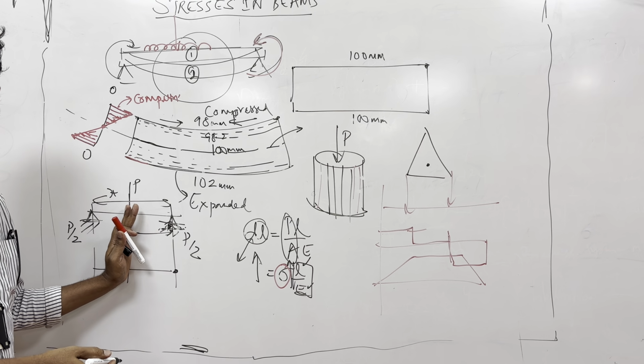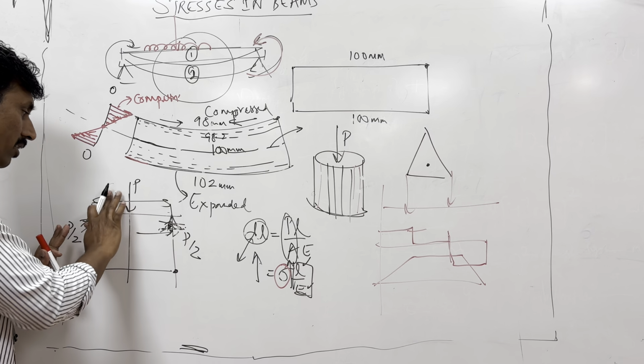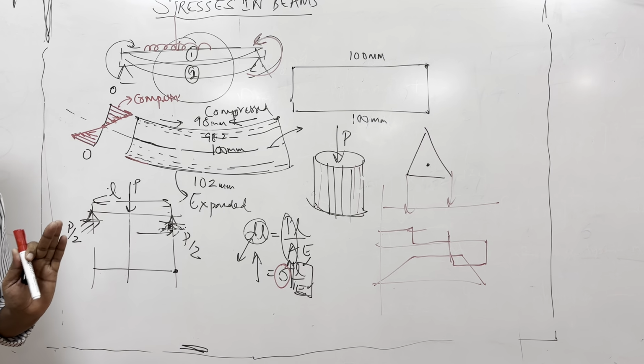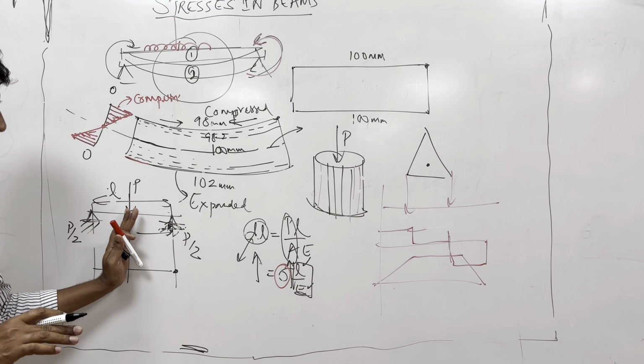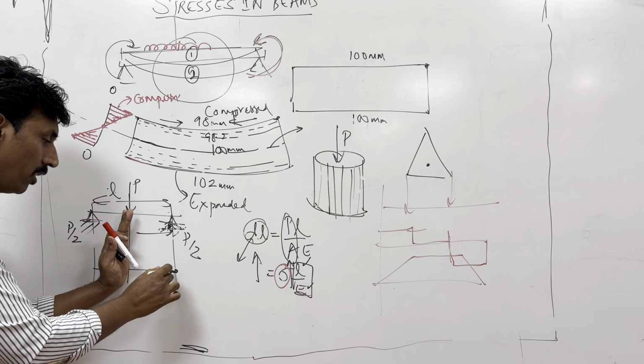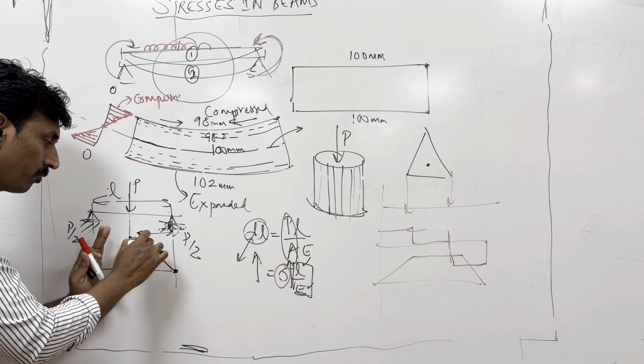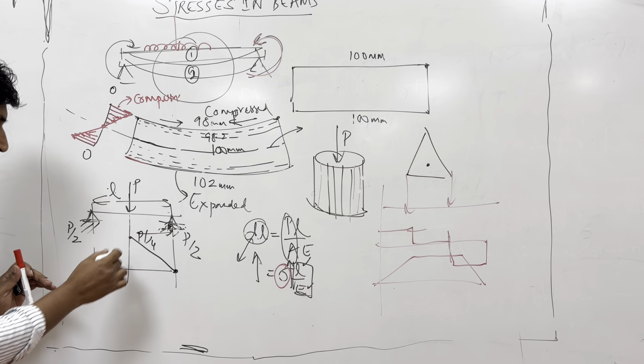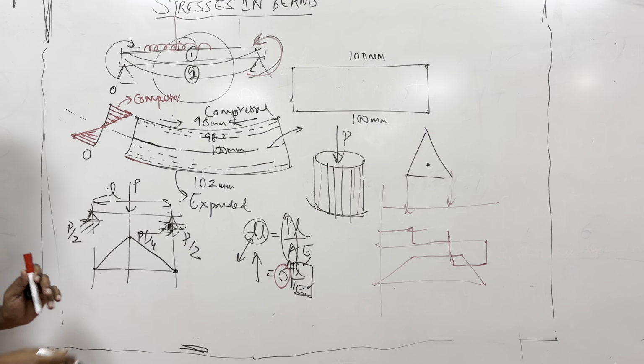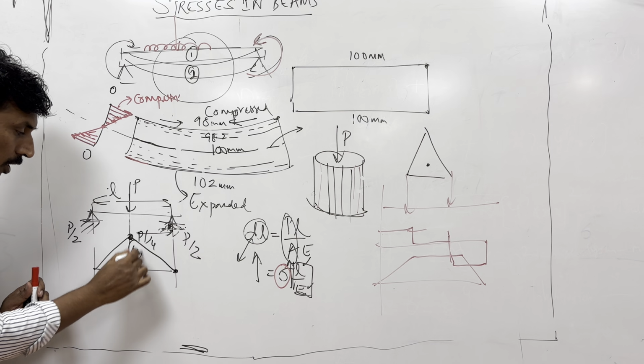Usually the whole length is called L. Then the bending moment becomes P by 2 into L by 2, which is PL by 4. And again it will go the same way in this direction. So this is the bending moment at this point.